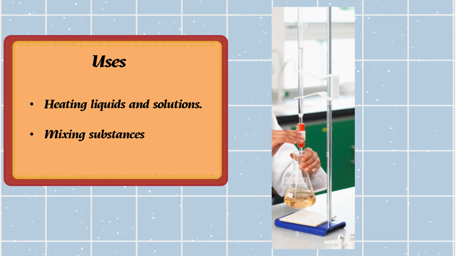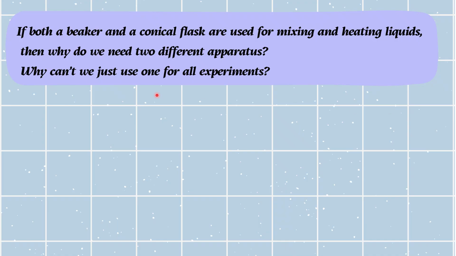Now let's understand a brainstorming question. If both a beaker and a conical flask are used for mixing and heating, yes, we have seen this, then why do we need different apparatus? Why can't we just use one for all the experiments? Isn't it the exact question that was hitting your mind?